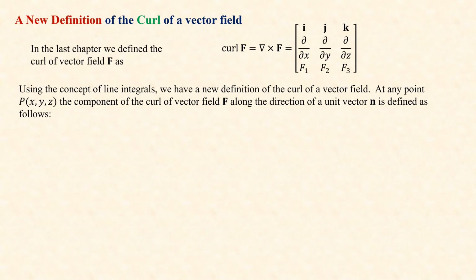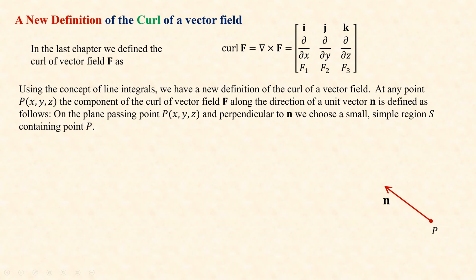At any point P, the component of the curl of the vector field F along the direction of the unit vector n is defined as follows. See, this is point P. We want to find the curl at this point, but curl is a vector. We want to define the component of the curl along this unit vector at that point. All right. So this is the way we define the curl.